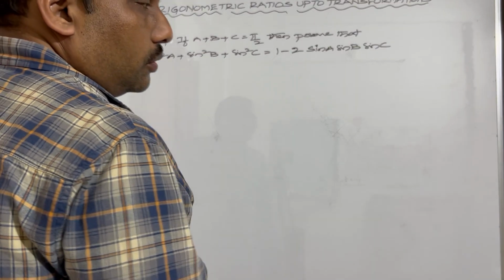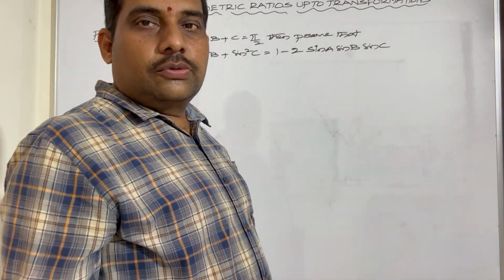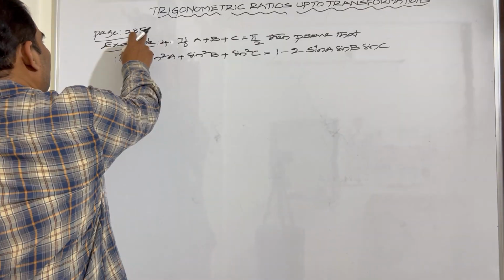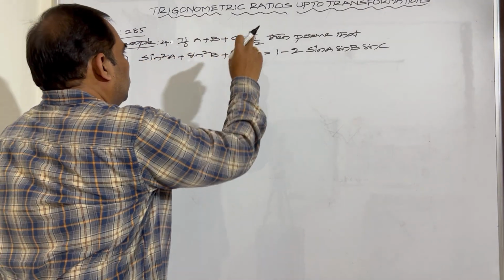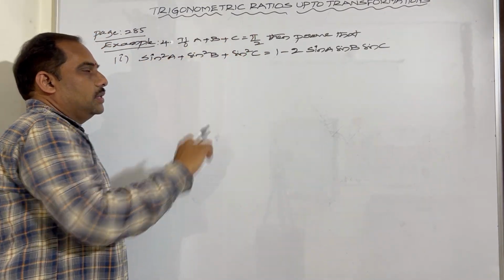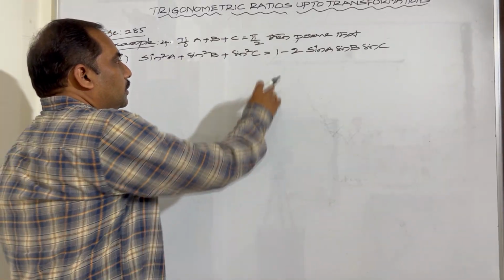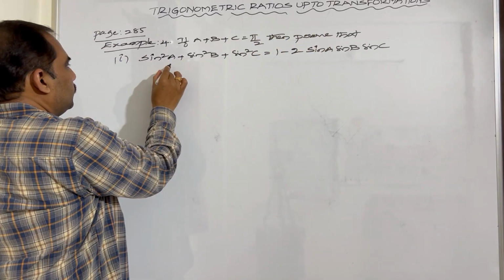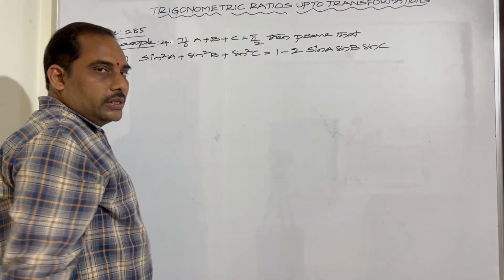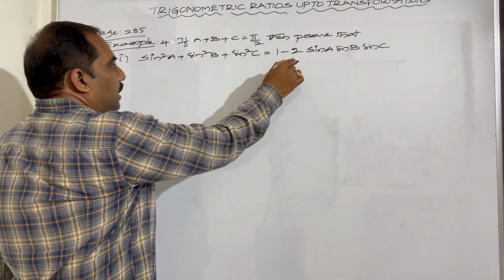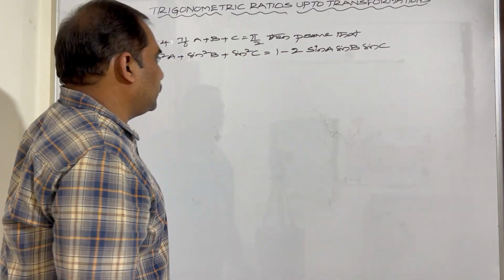So in this video we are going to discuss trigonometric ratios up to transformations. Page 285, example 4. The first bit: if a plus b plus c is equal to pi by 2, then prove that sin square a plus sin square b plus sin square c is equal to 1 minus 2 sin a sin b sin c.